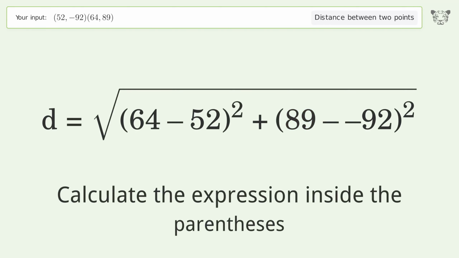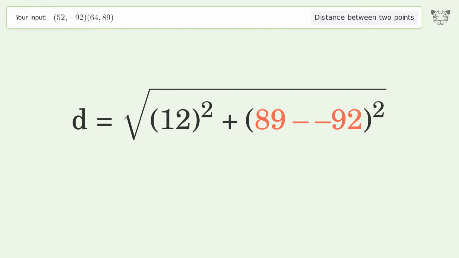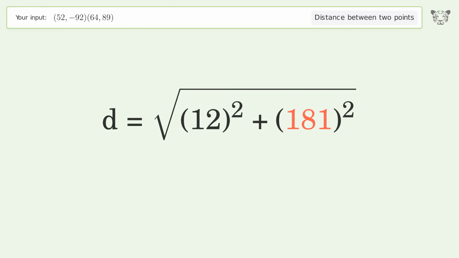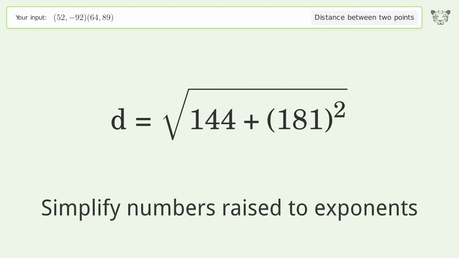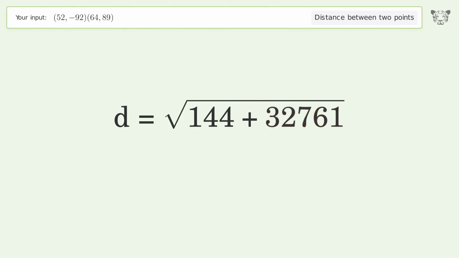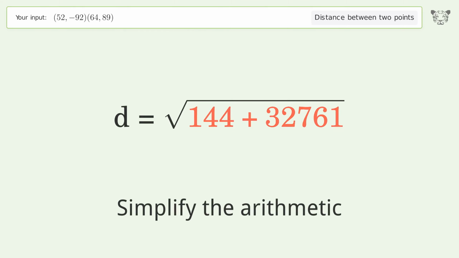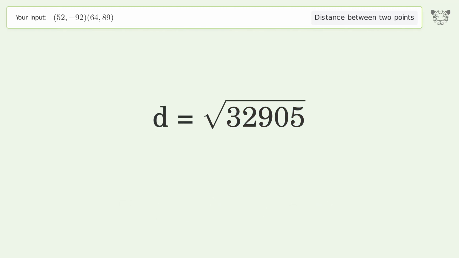Calculate the expression inside the parentheses. Simplify numbers raised to exponents. Simplify the arithmetic. And so the distance between the 2 points is the square root of 32,905 or 181.397.